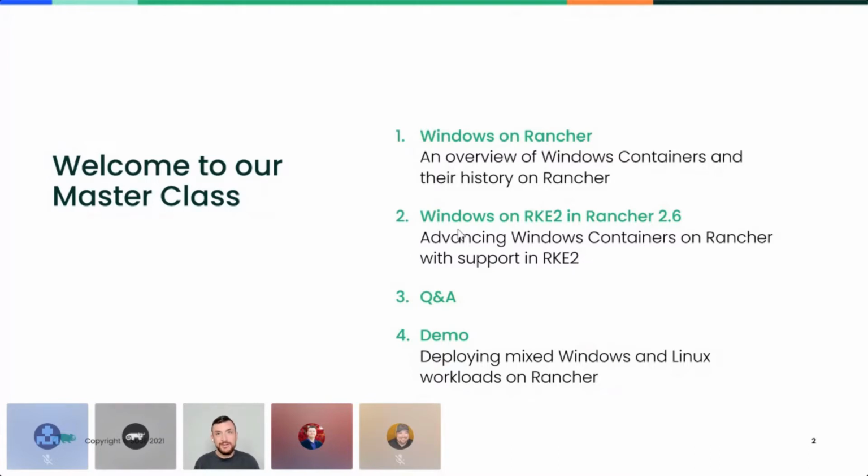Also their history within Rancher, because we've had Windows container support in Rancher since Rancher 2.3 on the RKE1 distribution. But then we're going to go into Windows on RKE2, which is the K3S derived distribution, and that is in tech preview in the latest version of Rancher, Rancher 2.6. So we're going to talk about how we're advancing Windows containers on Rancher with RKE2 and really approaching parity between Linux and Windows containers on the Rancher platform.